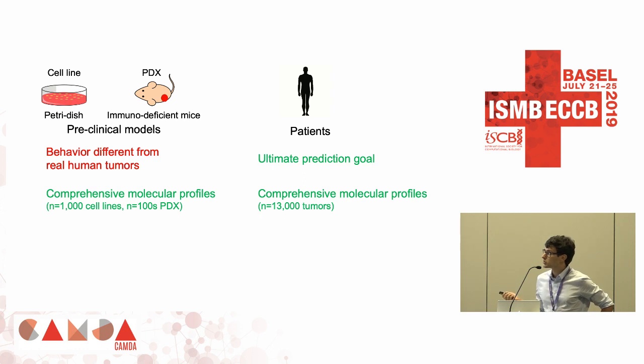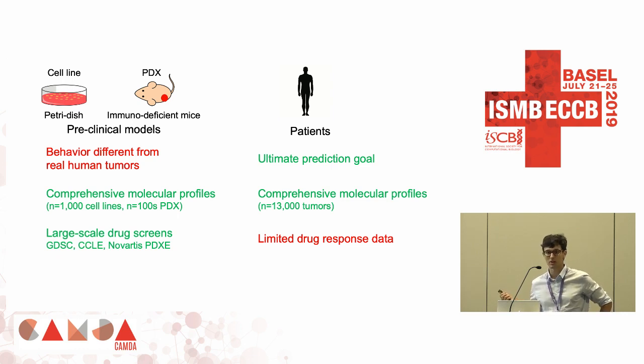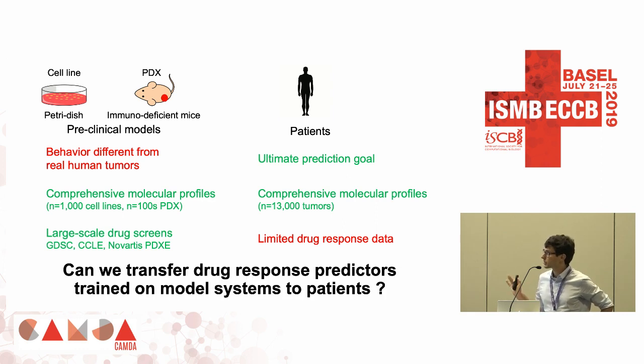However, when it comes to drug response, we are really limited by the scarcity of drug response data in humans, where we basically only have survival data. So we are really limited when we want to train a predictor, a statistical model, on these human tumors. So ultimately what we want to solve here is to transfer drug response predictors trained on these preclinical models, so either cell lines or PDXs, and see how they predict on the human patients, so correct a statistical model to predict on the human patients.